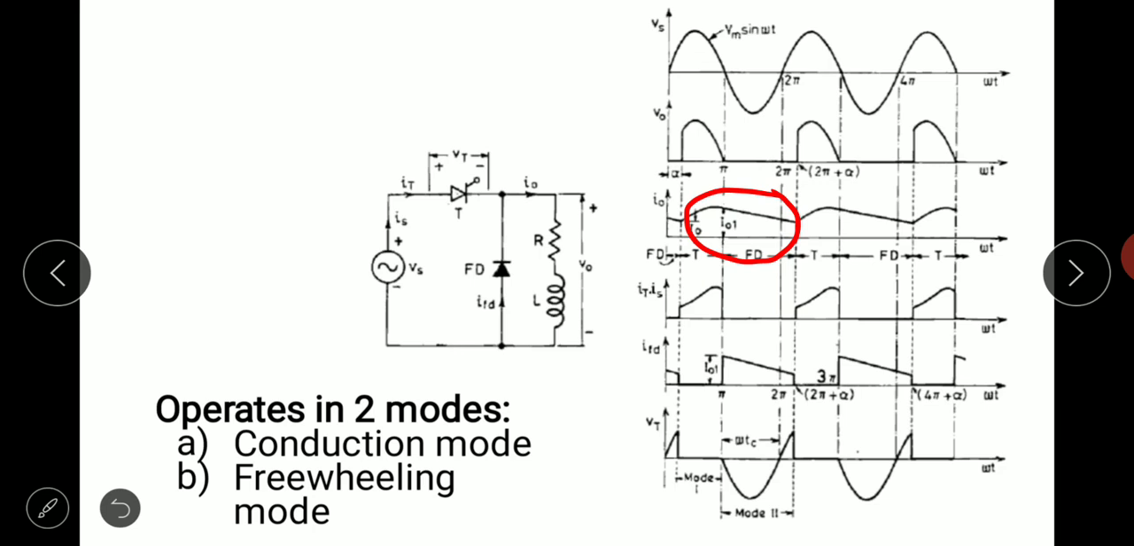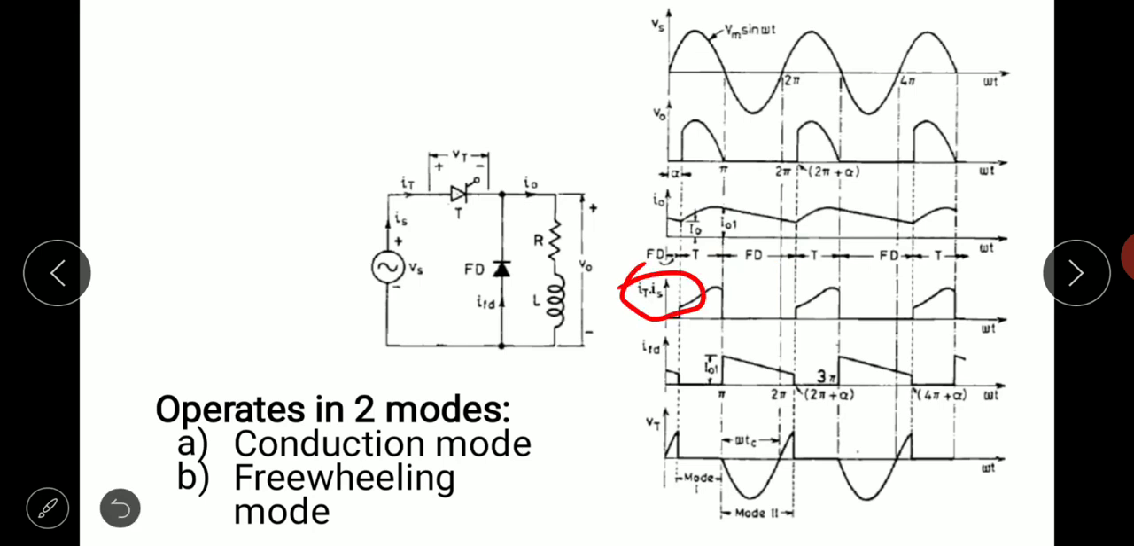So this is the nature of current. The current from omega t equal to alpha to pi is called the conduction mode current, and the current from pi to 2 pi plus alpha is called the current in freewheeling mode. Both these currents will have a definite expression. The current expression will be different in conduction mode and different in freewheeling mode.